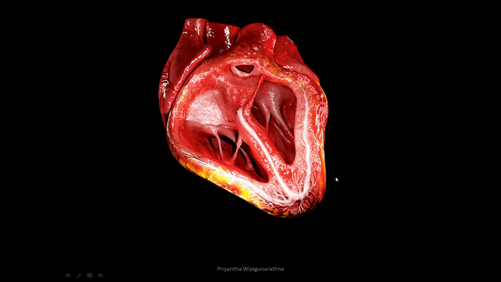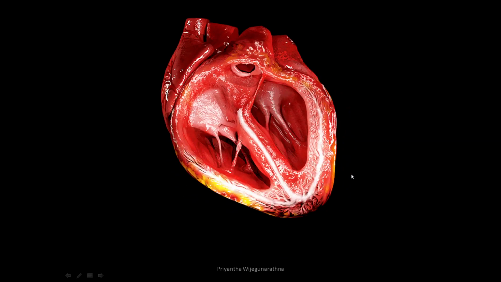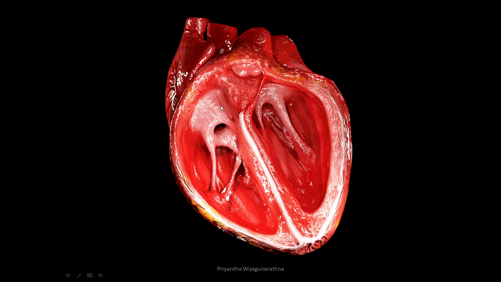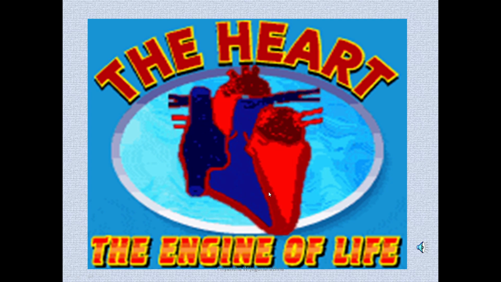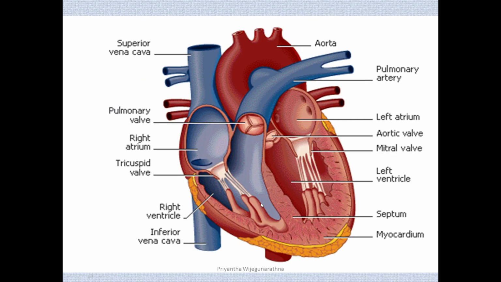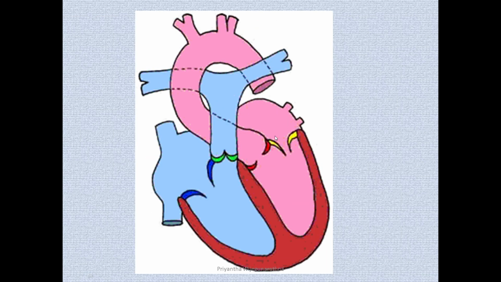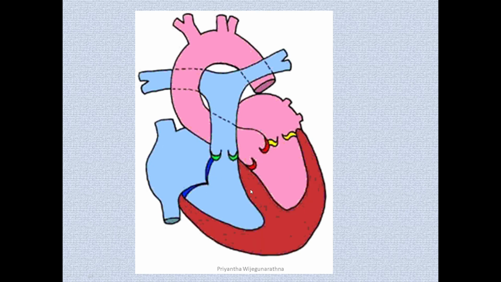To study the heart in more detail, if you take a longitudinal section of the heart, you can see four chambers. The upper chambers are small in size and the lower chambers are comparatively large. These upper chambers are known as atria, and the lower chambers are known as ventricles. In this diagram, these are the atria and these are the ventricles.